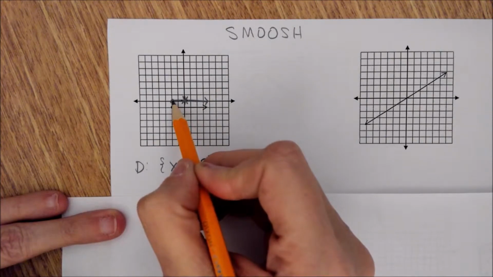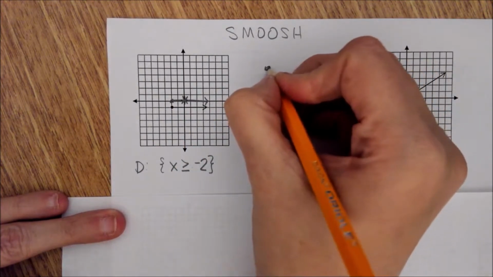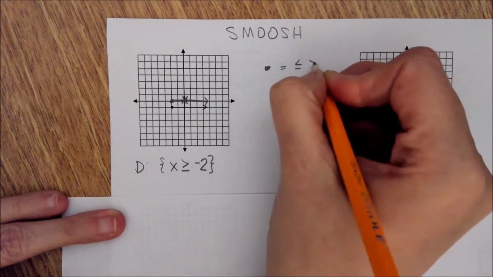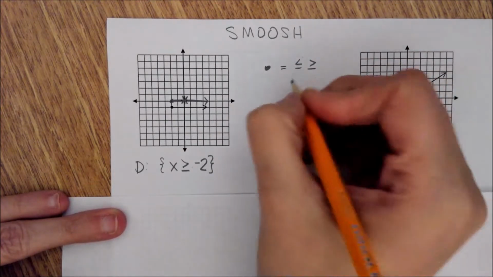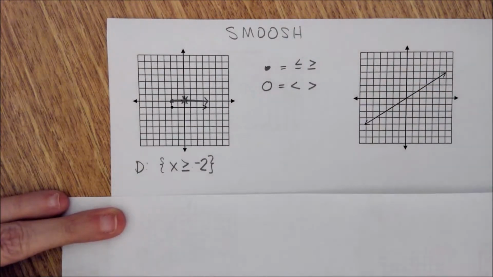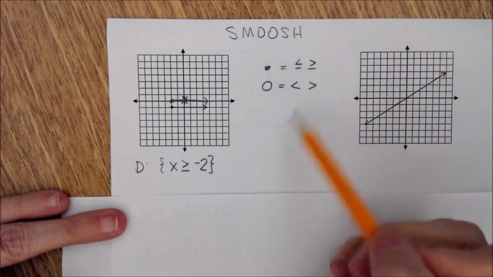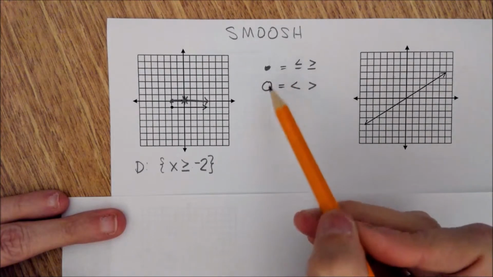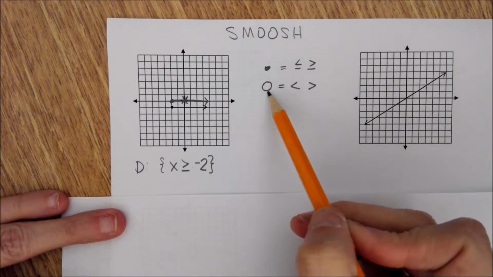And since it's a dot, remember a dot means greater than or equal to or less than or equal to. A force field means less than or greater than. So when I'm looking at an inequality statement, that's what those mean. This one means I get to include the point, this one means I don't because it's in a force field and I can't get to it.